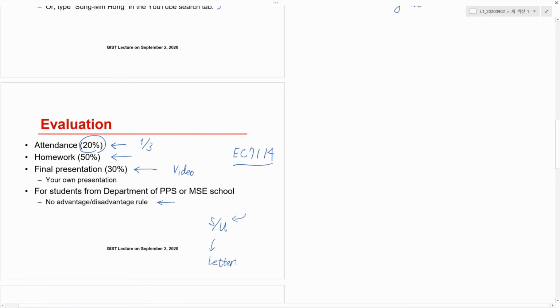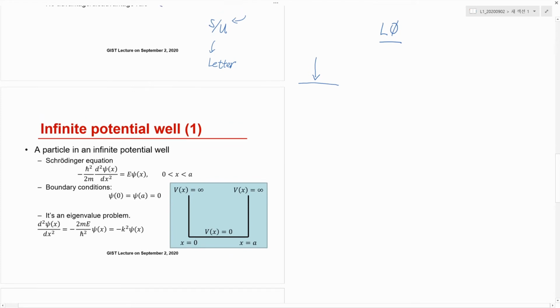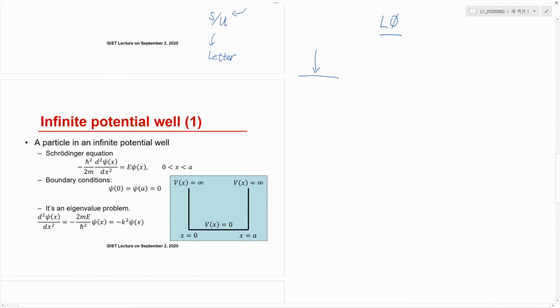Okay, so I guess that this is all about certain materials not related to our actual lecture. Since this is the first lecture, I will just cover very basic and very preliminary contents. Okay, just warming up for our brain.